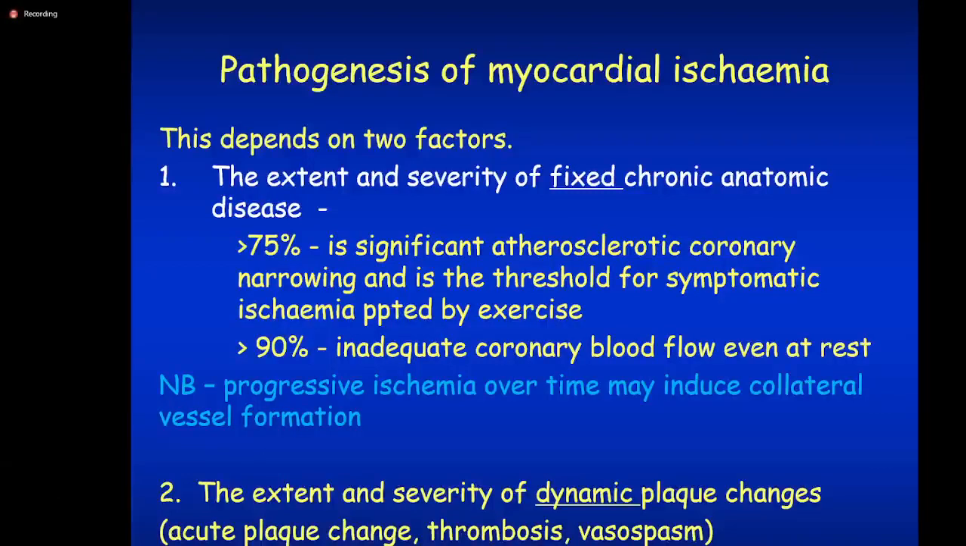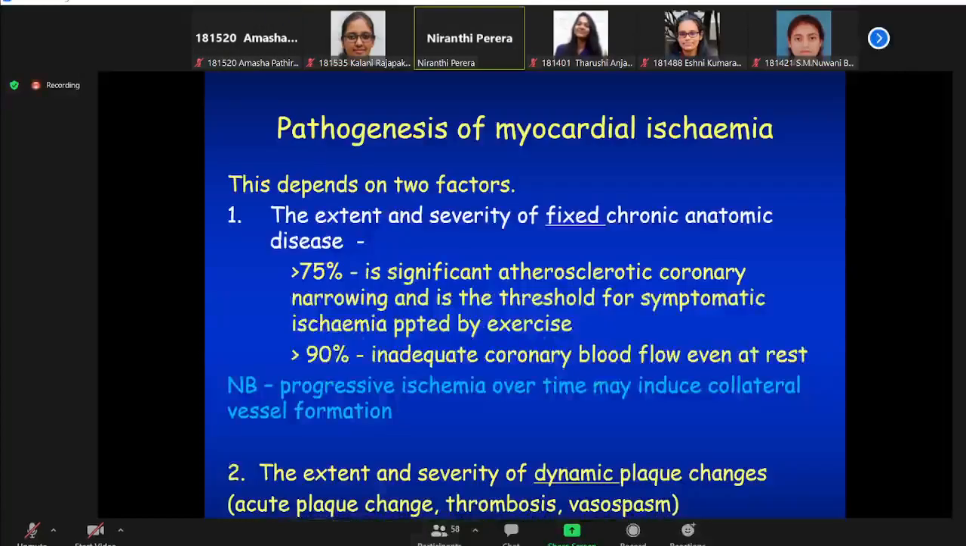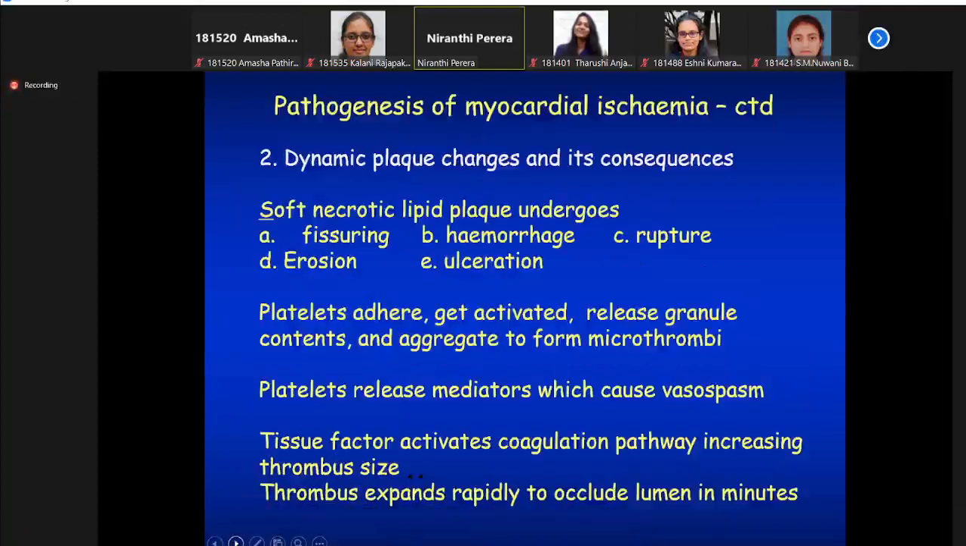Yes, madam. Okay. The extent and severity of dynamic plaque changes: in pathogenesis, one is the atheroma, and one is these dynamic plaque changes, where you can get either thrombosis or vasospasm, but the main thing is acute plaque change, right? So what happens with this dynamic plaque change?